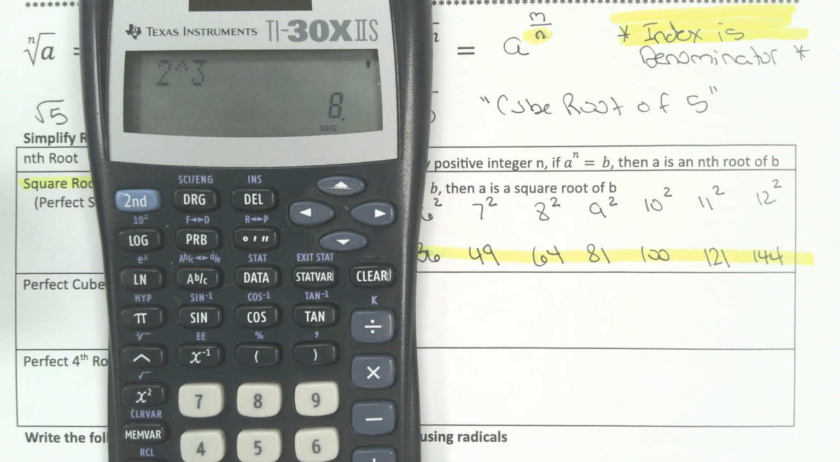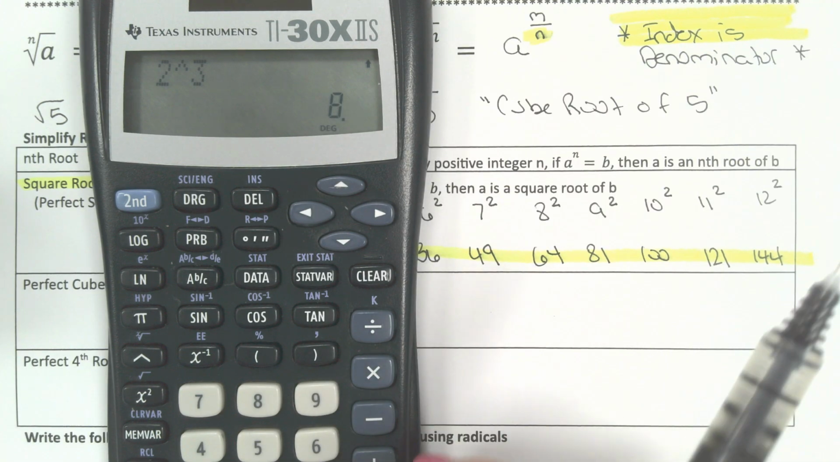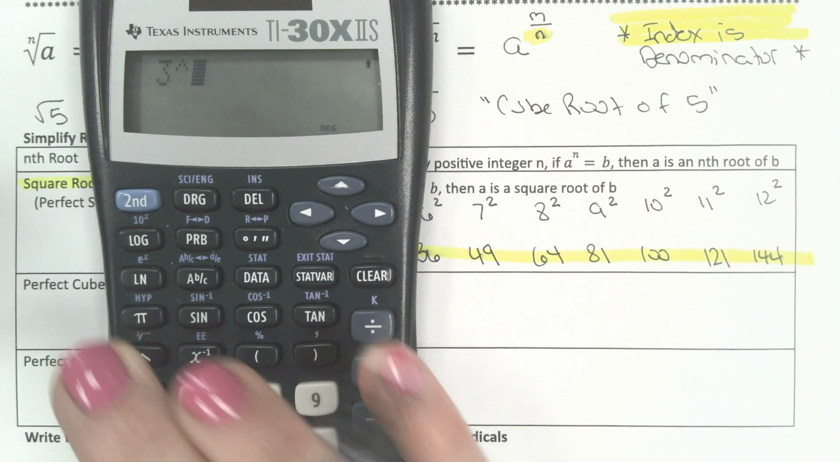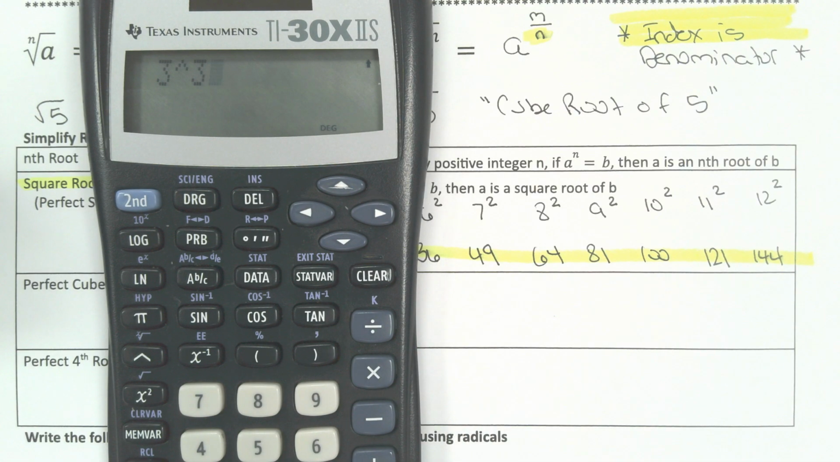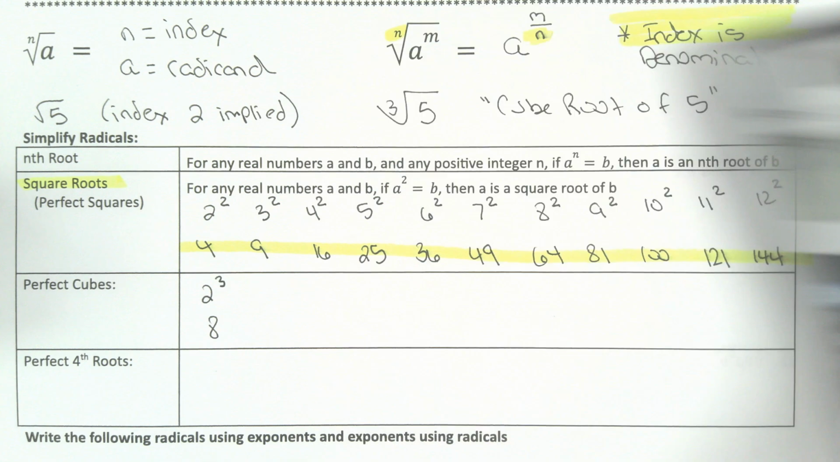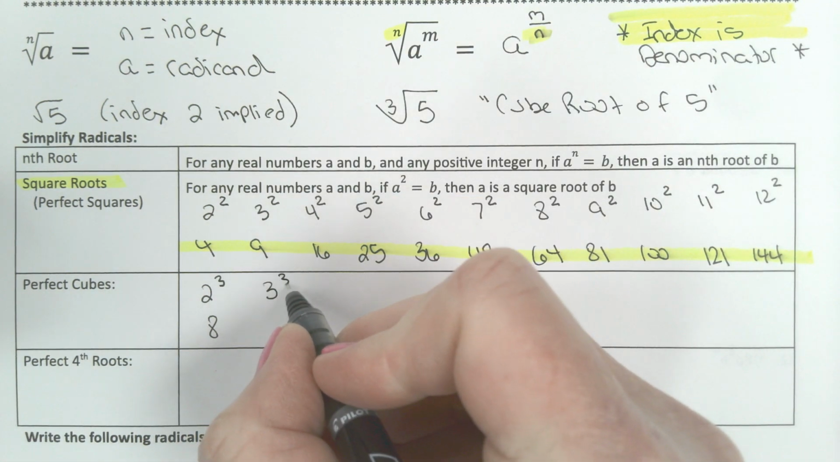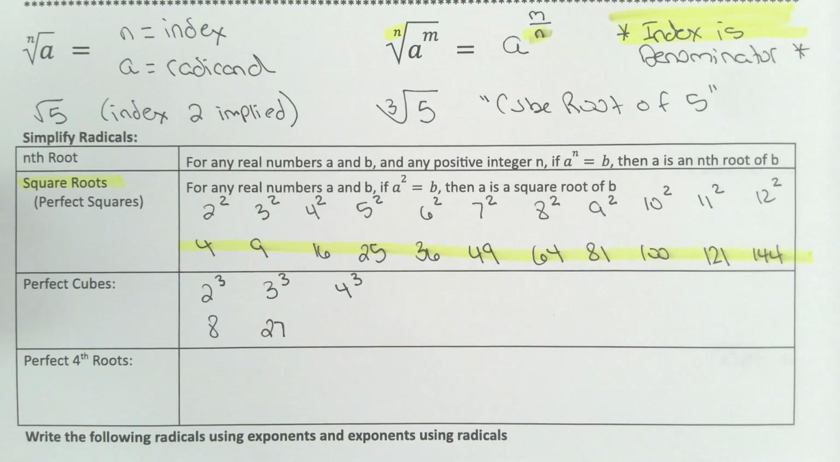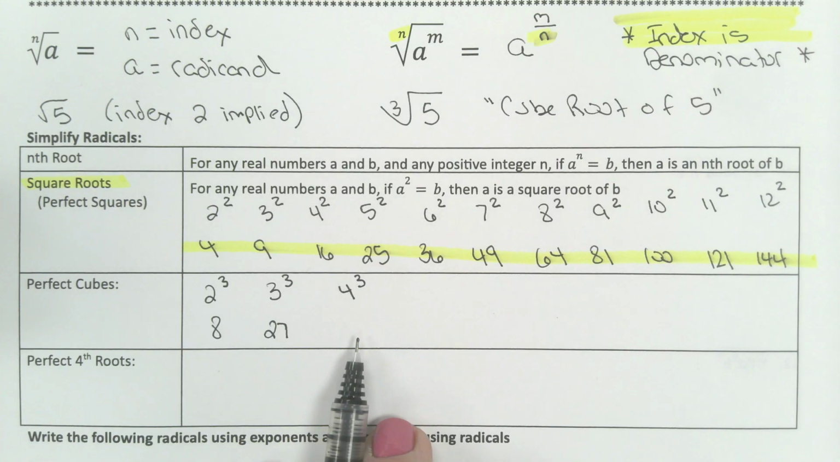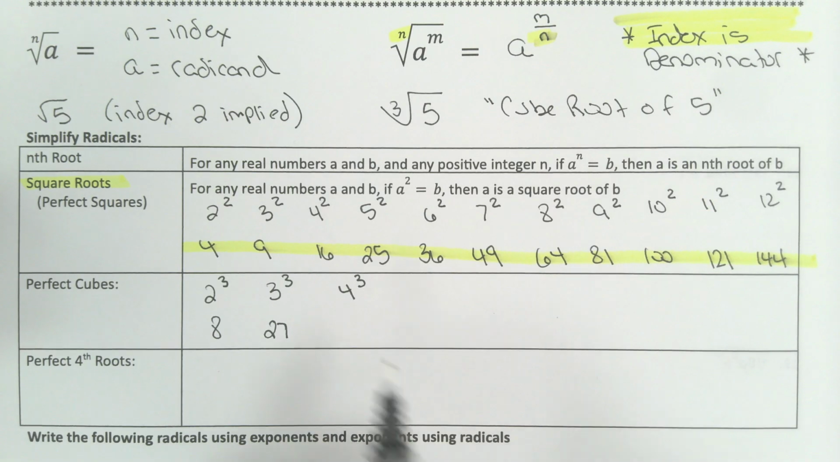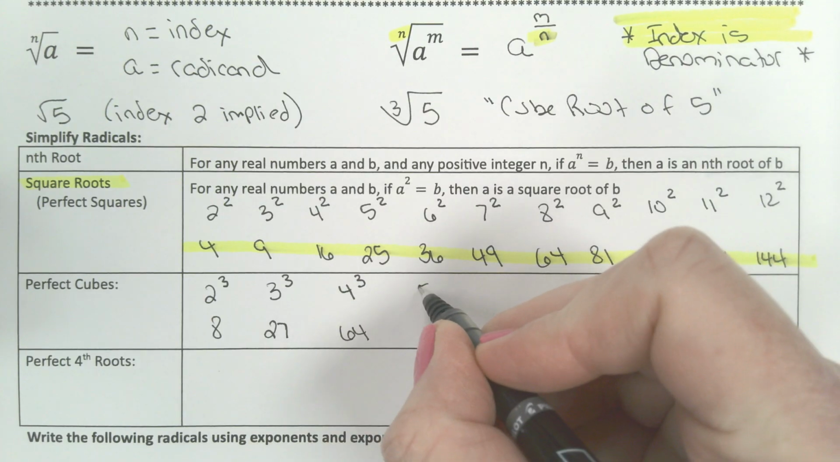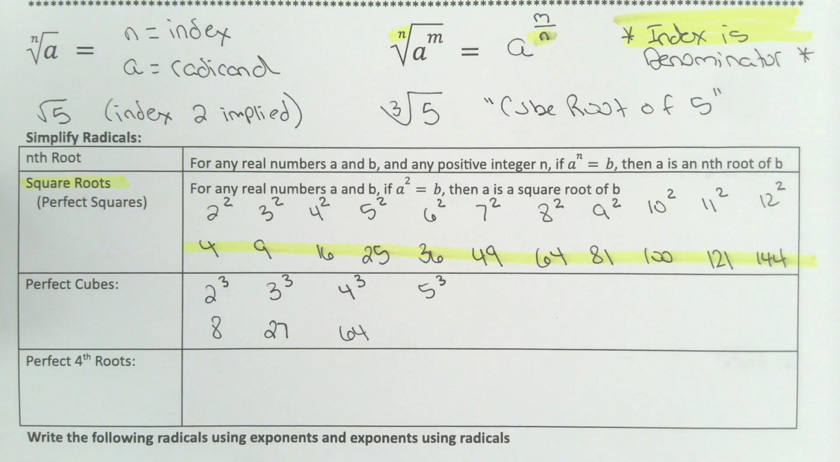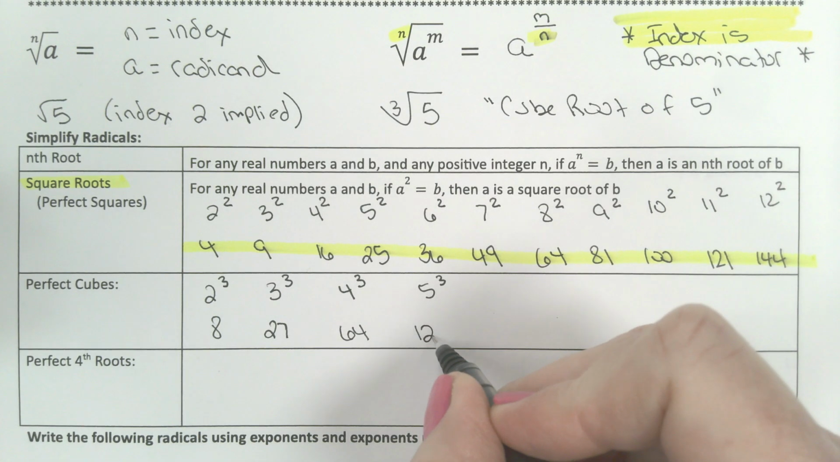The next one I'm about to do is 3 to the 3rd, or 3 cubed. So you're going to go 3, hit your caret button, and put a 3 again. 3 to the 3rd equals 27. We don't do nearly as many of these. I'm going to go through 5. What's 4 cubed? Good, 64. And 5 cubed. Good, 125.